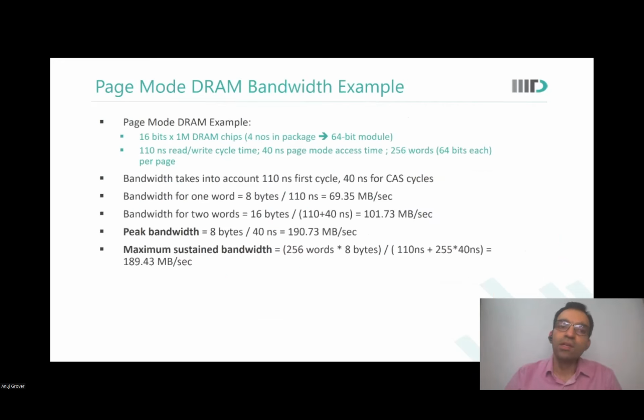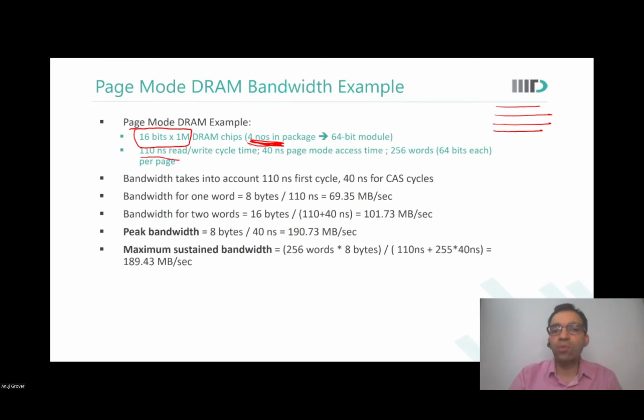Yes, sir. So now let us say that there is a 16-bit cross 1M DRAM, and there are 4 numbers in the package. So this is one DRAM, and there are 4 in the package: 1st DRAM, 2nd, 3rd, 4th, all stacked one over the other. Physically different dies stacked one over the other. And the question also gives the read cycle time, read write cycle time, and page mode access time, everything.